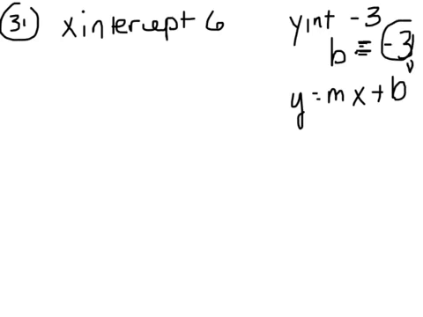This -3 is just going to go in here. So now I know this much of it. I have mx - 3. Okay, I've got too many things missing. I don't have my slope. How am I going to find it?